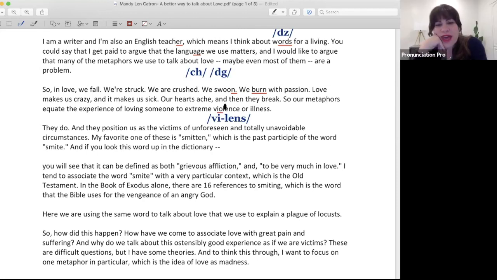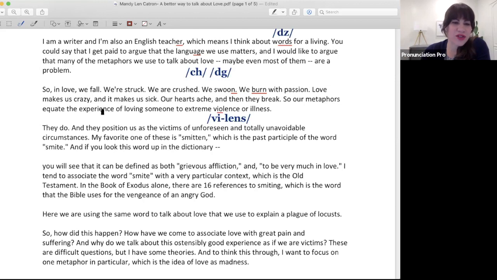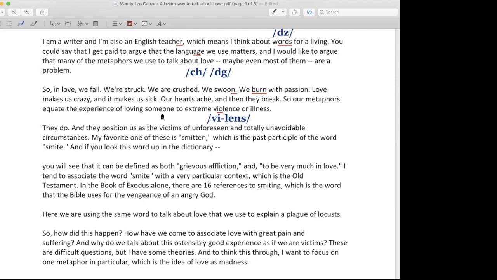So kind of do that section again. Okay. So in love we fall. We are struck. We are crushed. We swoon. We burn with passion. So we kind of brought that down. Love makes us crazy and it makes us sick. So we're going to kind of contrast there. It makes us crazy and it makes us sick. Love makes us crazy and it makes us sick. Our hearts ache and then they break. Yeah, again, kind of the contrast.